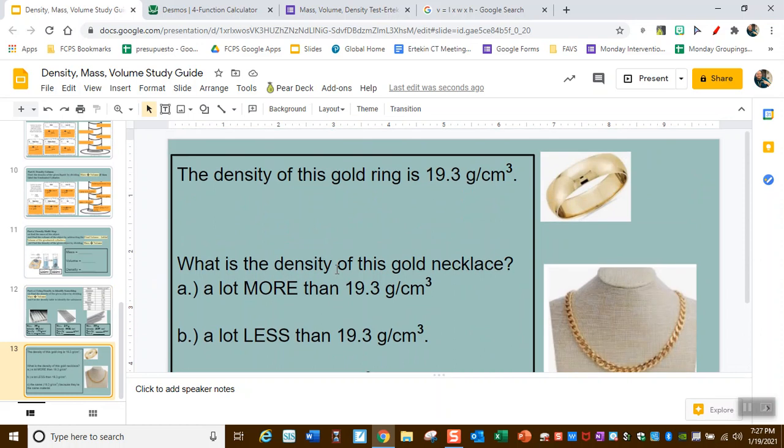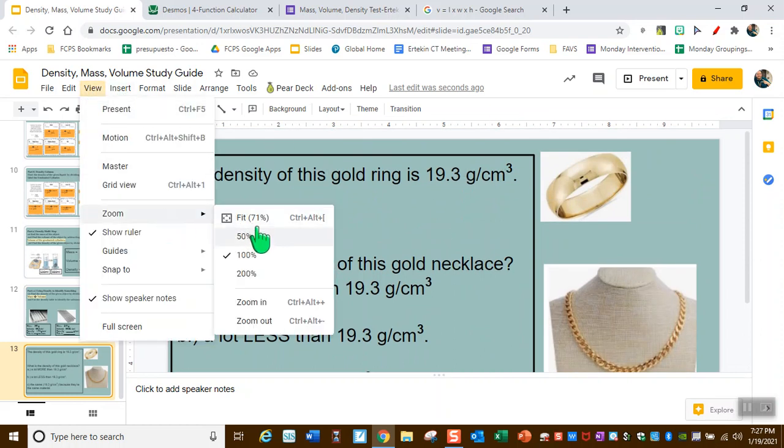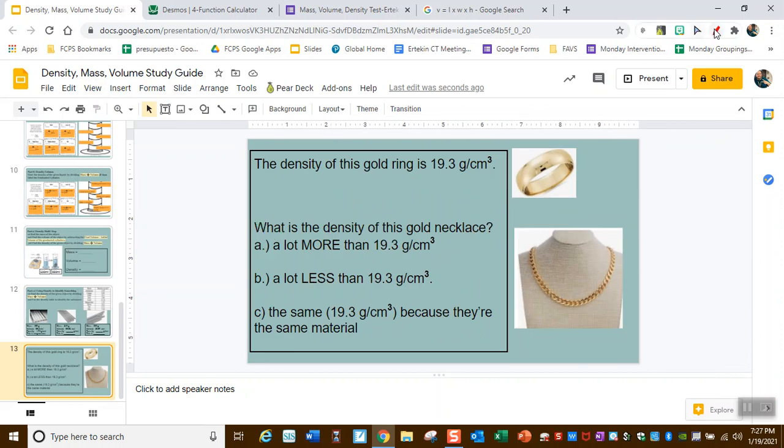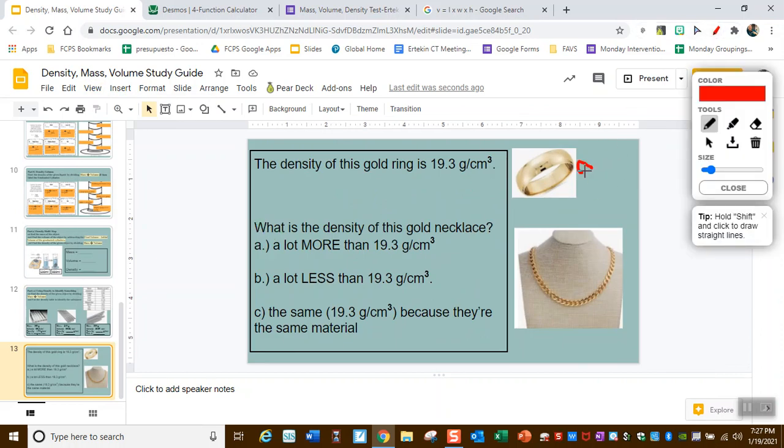Okay, last one. The density of this gold ring is 19.3. So the density of this ring, 19.3 grams per cubic centimeter. What is the density of this gold necklace?